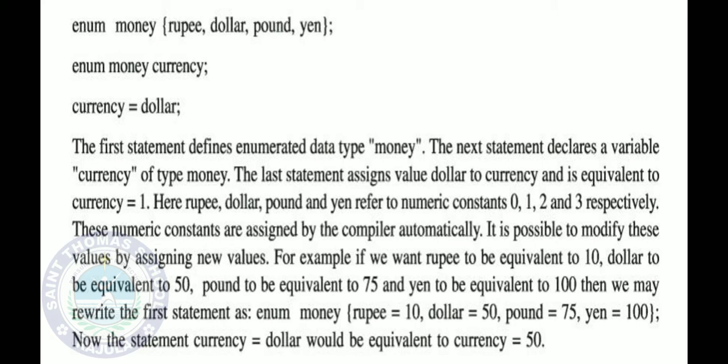So now instead of dollar, at the place of dollar, 1 is not there, but instead of 1, what will be the dollar value, that is 50. So this is the second type, second user defined data type, that is enum. So I hope you understood this enum data type.